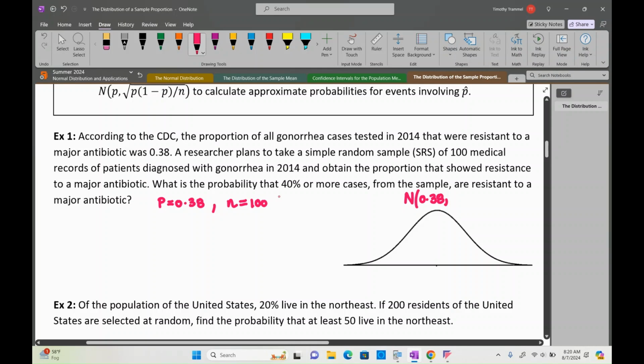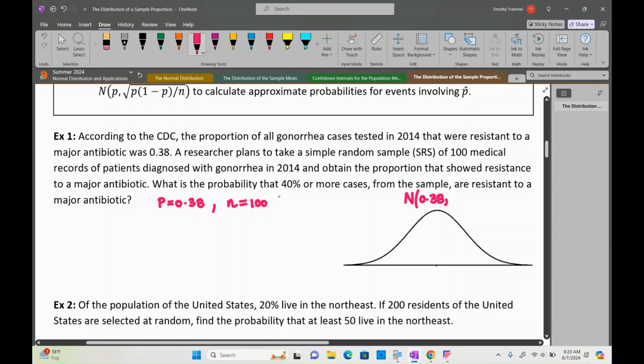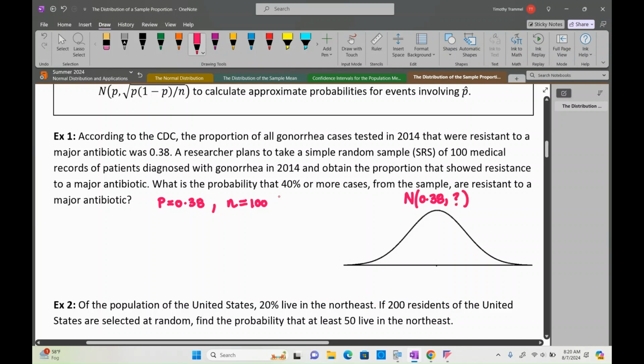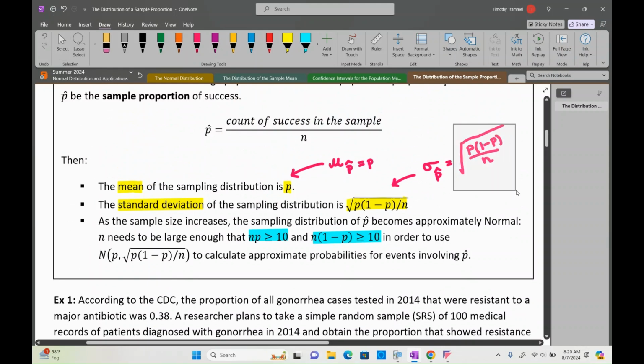There we go. And what else do we have here? I think that's about it. Okay. So we also can find something that we're missing here, which is the standard deviation, right? It doesn't feel like we've been given enough information here, but we have. It's just we need to use this formula here for the standard deviation of the sampling distribution.